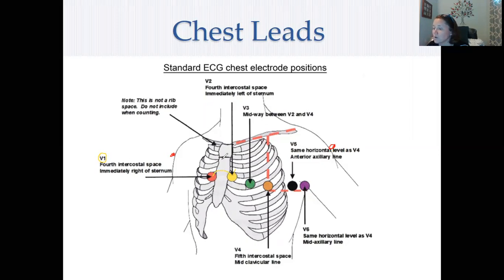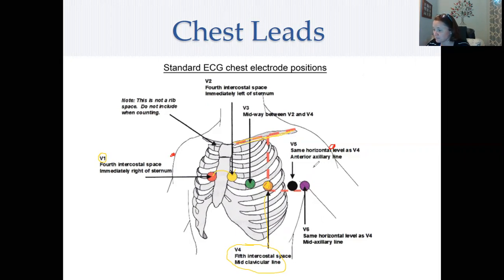The next one you put on, we're going to skip V3 when you're placing them. The next one you're going to put on is going to be V4. So you'll skip down to V4, which is going to be 5th intercostal space, mid-clavicular line. So go mid-clavicular, about in the middle of the clavicle, and then 5th intercostal space is where V4 will go. You can then go back to V3 because you're going to just stick it right in the middle, right between these 2.